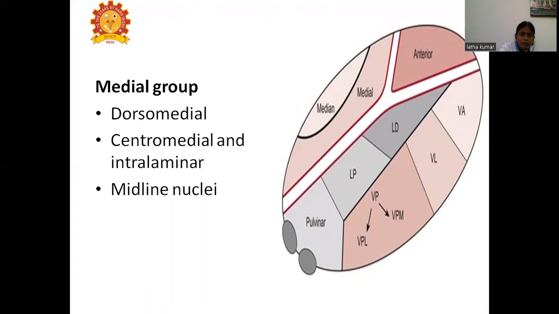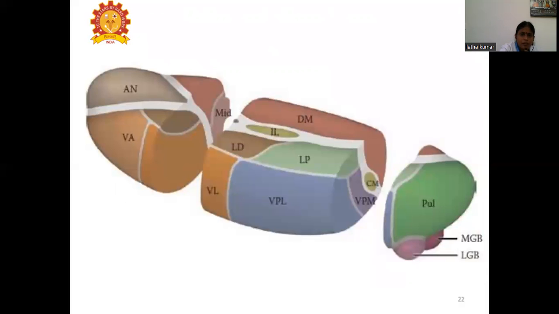And the medial group nucleus has three nuclei: dorsomedial nucleus, centromedial, and midline nucleus. This also shows the different nuclei of the thalamus. This white color is the Y-shaped internal medullary lamina, and between the bifurcation are the anterior nuclei, this is the lateral nucleus, and this one is the medial nucleus.